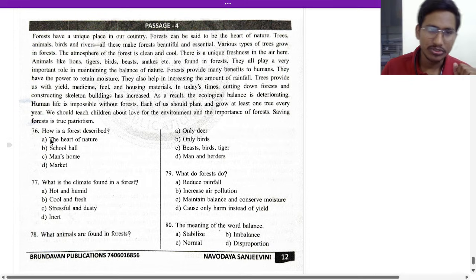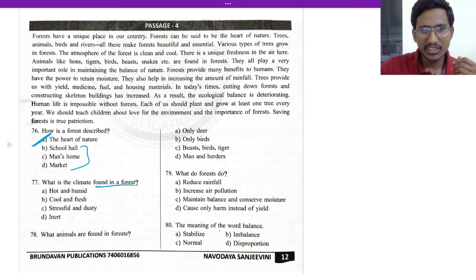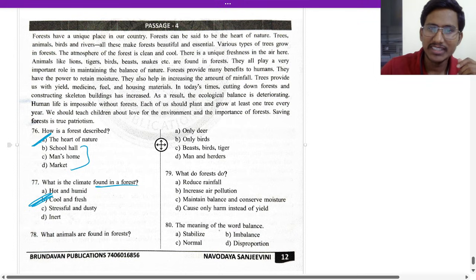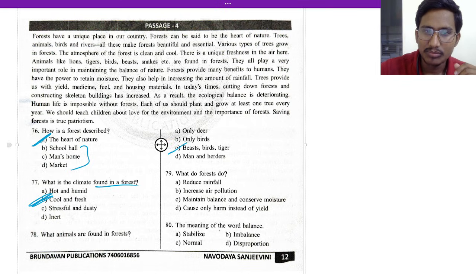So let us see the questions. How is a forest described? The heart of nature. You can go with that option, then none of them, right? What is the climate found in forest? Cool and fresh, right? Next, what animals are found in the forest? Beast, tiger, birds, right? So that is the answer, option C.